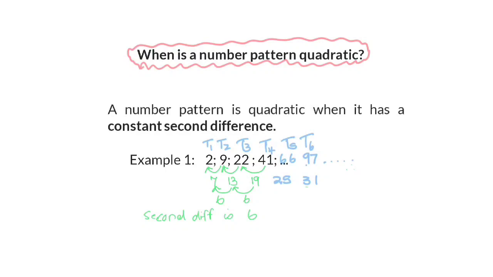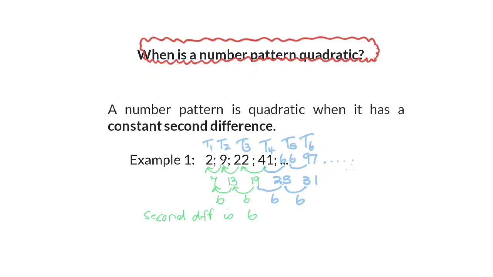Okay, so if I subtract these two, 97 minus 66, I will once again get 31. If I say 66 minus 41, I will get 25. And the difference between 25 and 19 would be 6. Between 31 and 25 would also be 6. Okay, so this is how we expand a quadratic sequence.